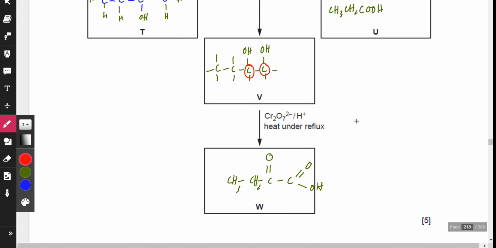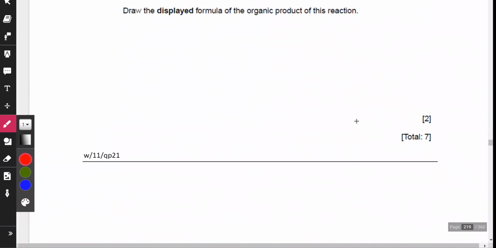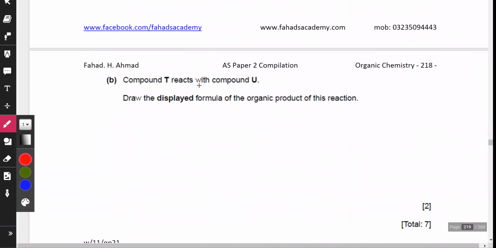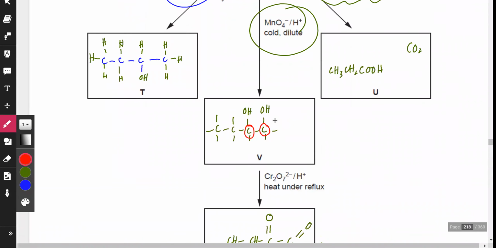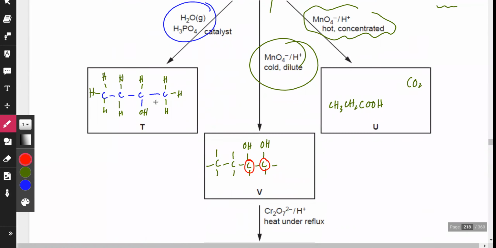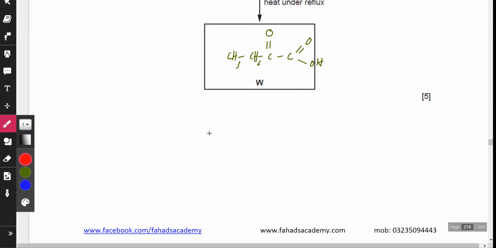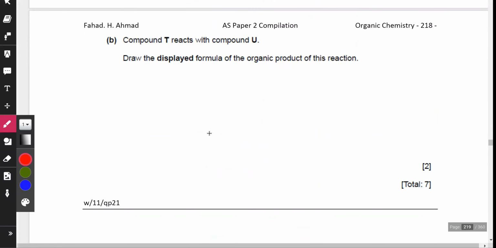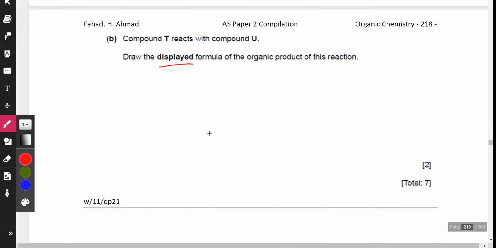The next question is compound T reacts with compound U. You draw the displayed formula. T and U are reacting. What's T? T is an alcohol, so it's an ester formation. T is butan-2-ol. This one is propanoic acid. So we're going to react them together, and we have to draw the displayed formula, showing every bond.